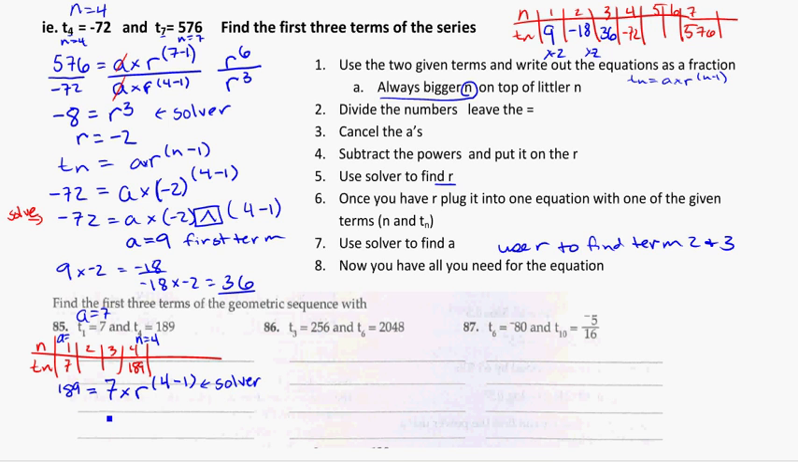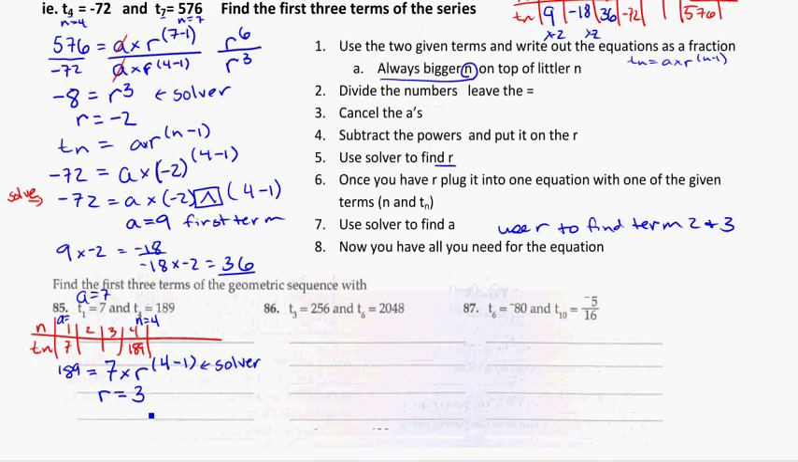And again, you can use algebra if you see fit, but you'll get here R is equal to 3. And now that you know R is equal to 3, that means we're going to times by 3 each time. So the first term was 7. If I times by 3, I'm going to get 21. And if I times by 3 again, I'm going to get up to 63. So the first three terms are 7, 21, and 63.